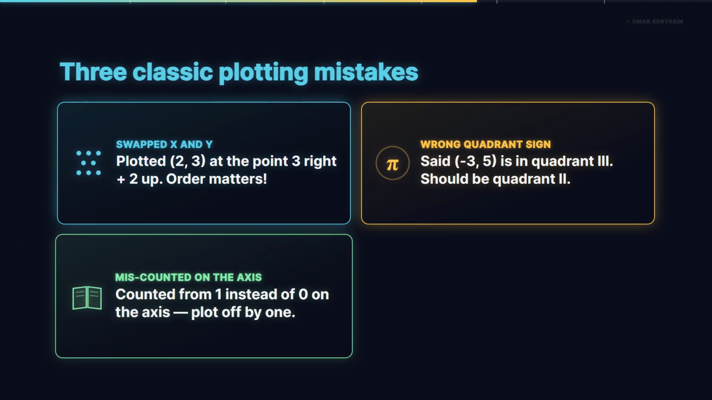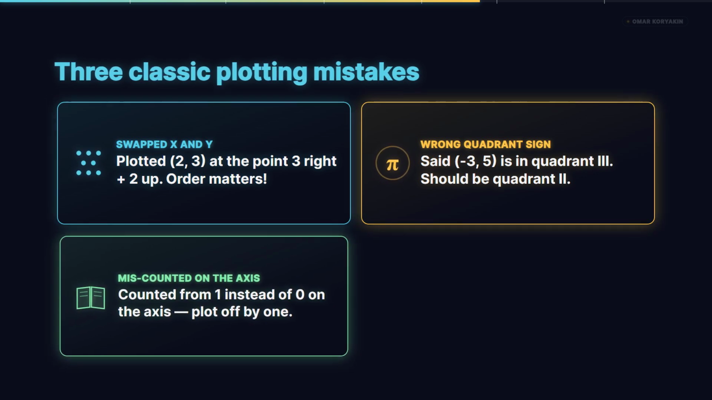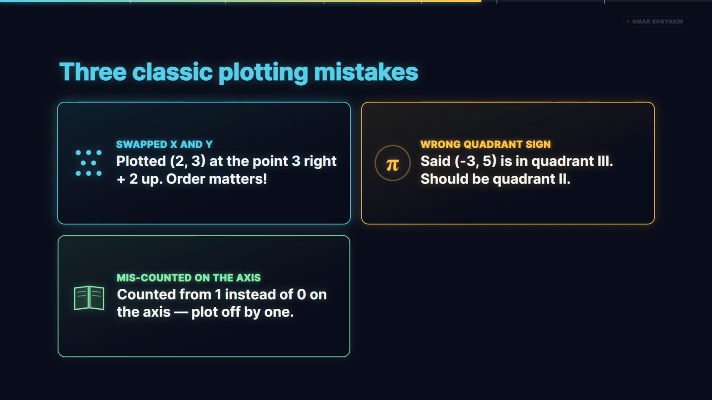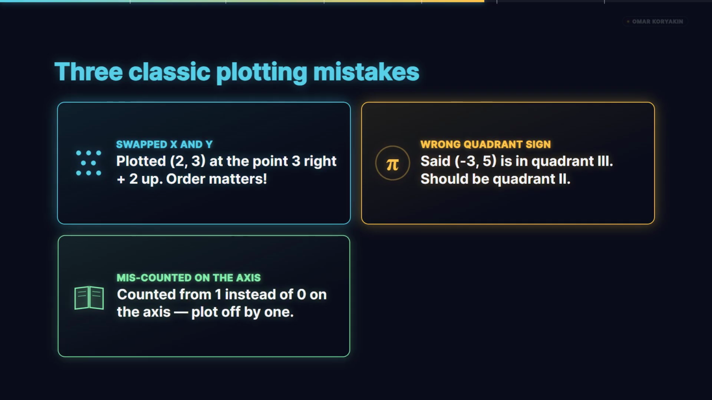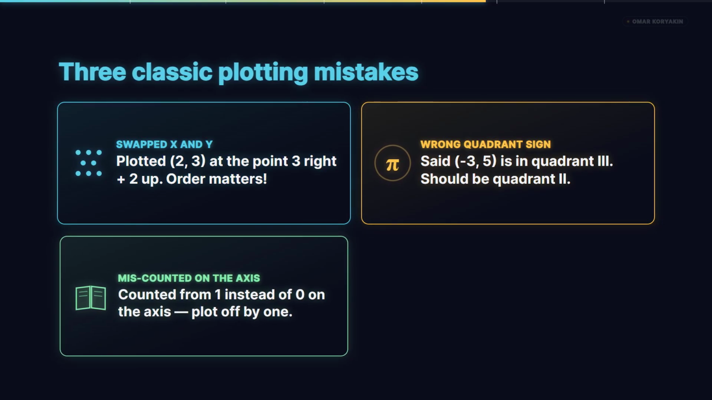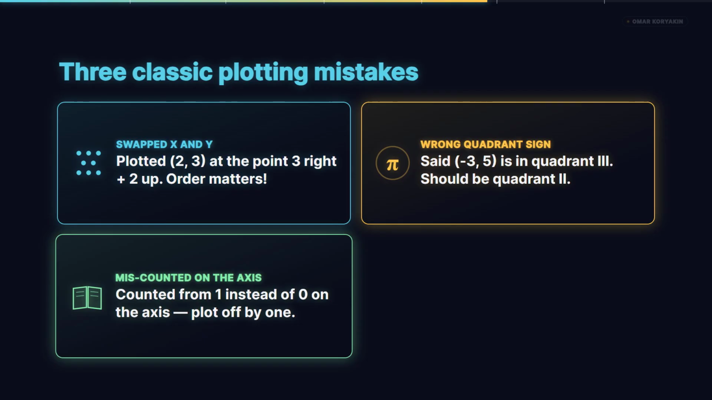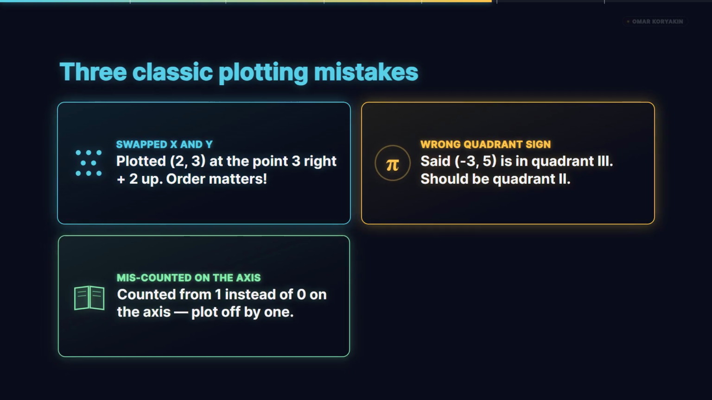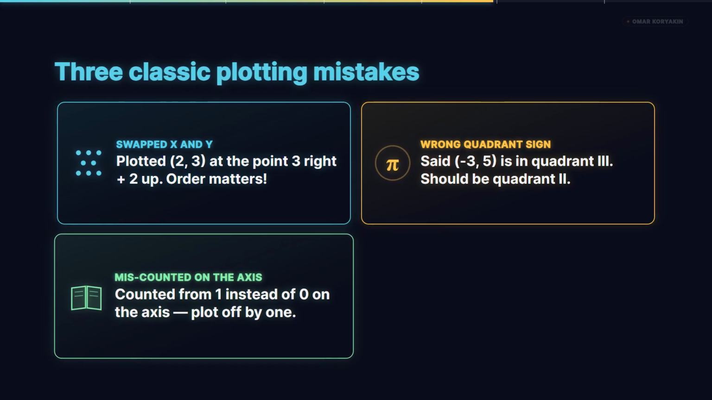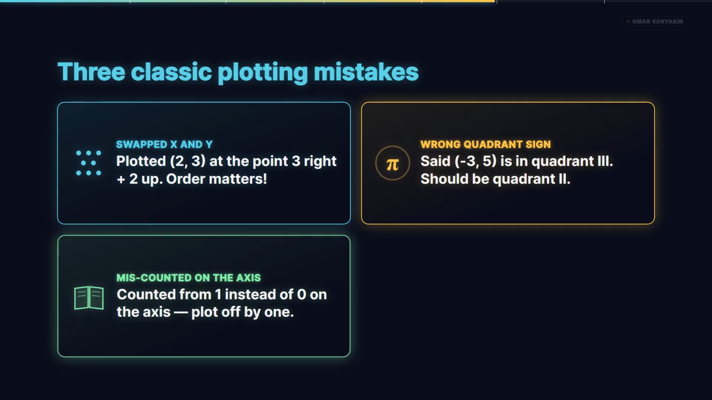Third mistake: miscounting tick marks on the axis, especially counting from 1 instead of from 0. A student plotting the point 5, 3 counts 5 tick marks starting from the first labeled tick on the axis, but the first labeled tick is 1, not 0, so the plot lands at 4 to the right of the origin instead of 5. The fix is to start every count from the origin labeled 0, not from the first labeled positive tick. The origin is the universal reference for every plot.